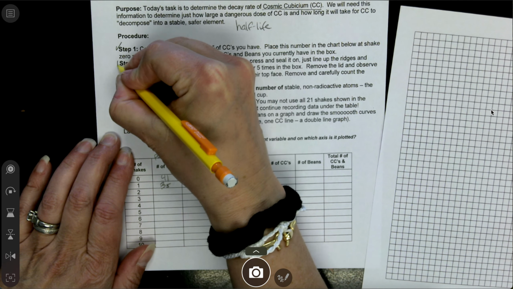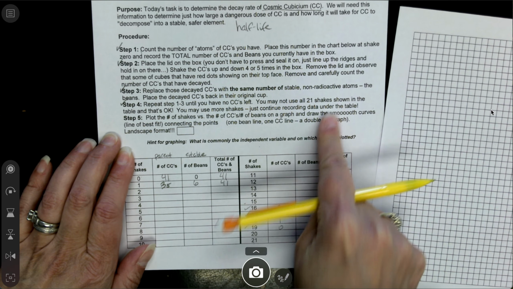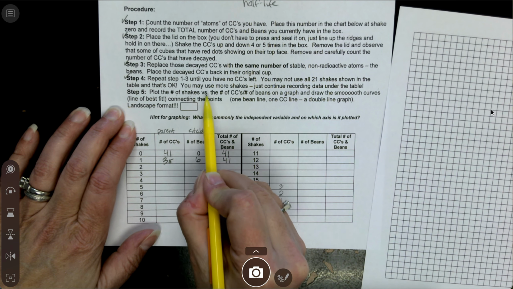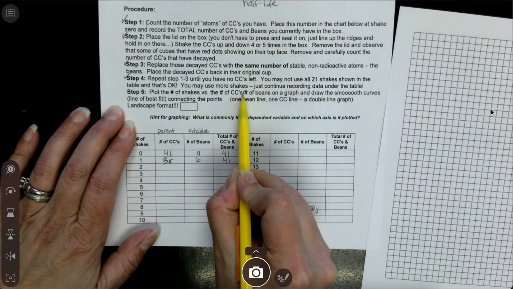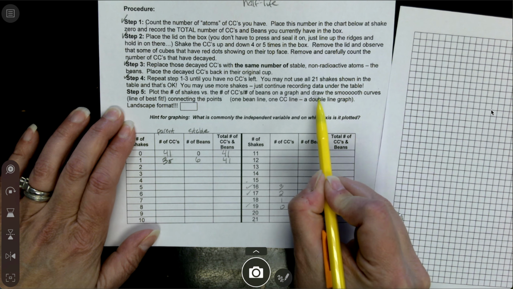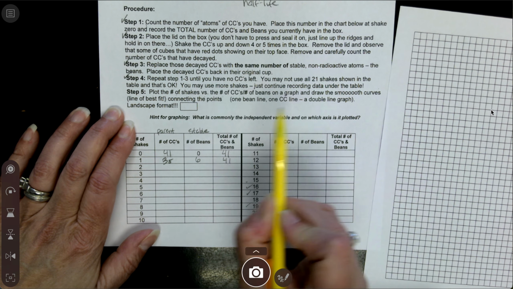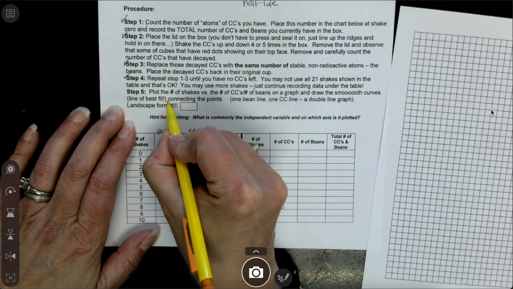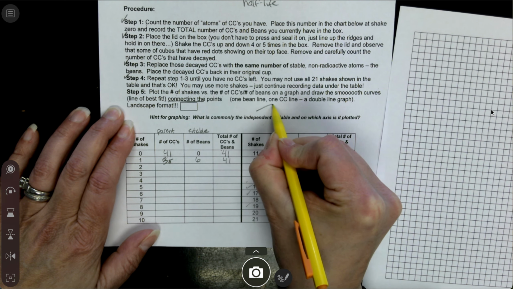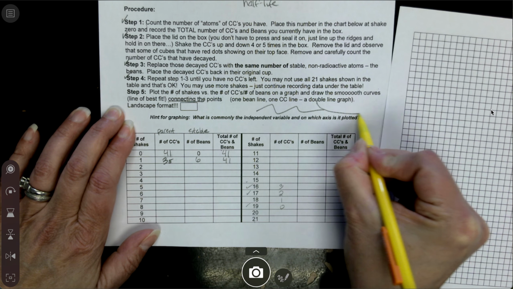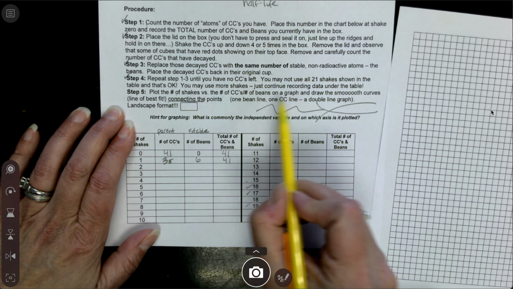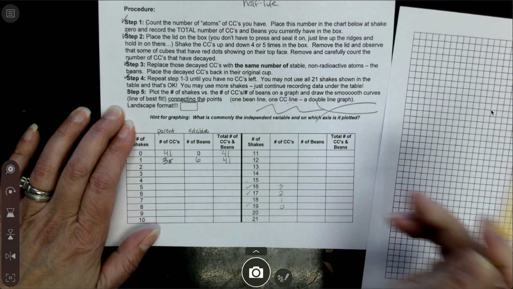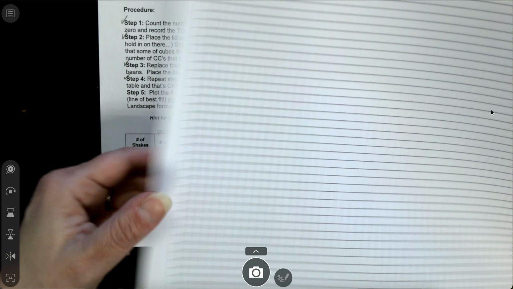So we did step 1, 2, 3, and 4. Okay. Step 5 is plot the number of shakes versus the number of cc's / number of beans on a graph and draw the smooth curves, which is a line of best fit, connecting the points. Now, when I say connecting the points, I don't mean that we're going to connect the points. We're going to draw a nice smooth curve, okay? You're going to have one bean line and one cc line, so you're going to make a double line graph, and you're going to do it in landscape format.